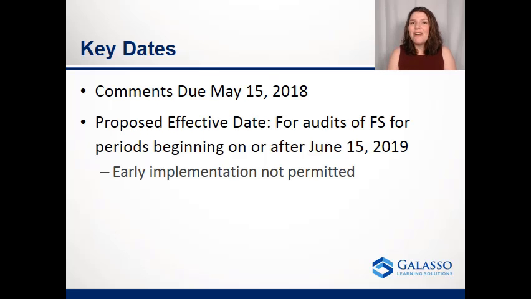In terms of our key dates, comments are due by May 15, 2018, consistent with the other two proposed SASs. And the proposed effective date for this proposed SAS is for audits of financial statements for periods beginning on or after June 15, 2019, early implementation not being permitted.